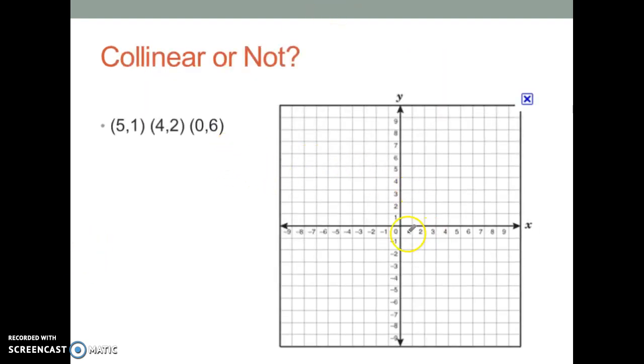So if I graph these points, (5, 1), (4, 2), and (0, 6), if I try to connect them with a straight line, these ones also form a straight line, so they are collinear. An example of one that wouldn't be collinear would be if I had the point (-2, 3) as one of my values. If I graph that point, (-2, 3), that's over here. It's clearly not on this line, so these points would not be collinear.